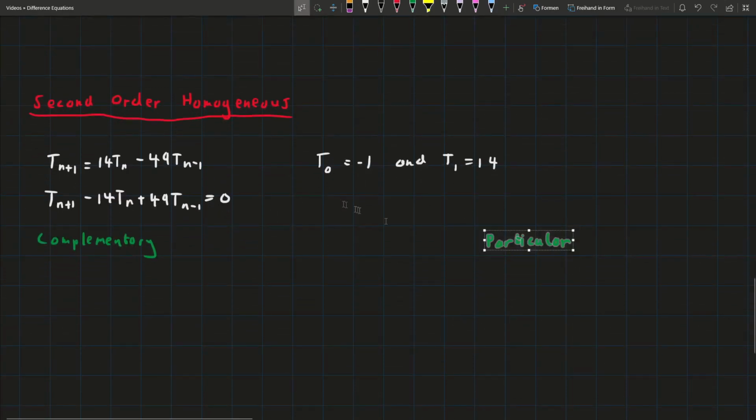So for our particular solution, we see what's not a Tn. So we're going to ignore all the things that are Tn terms. We see that as just 0, which means there's no particular solution.